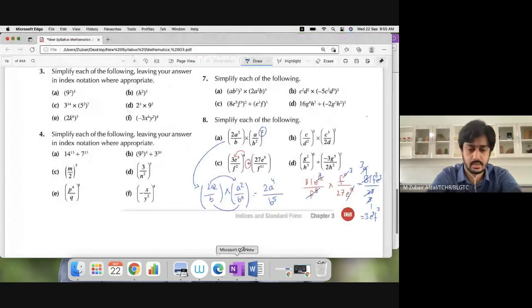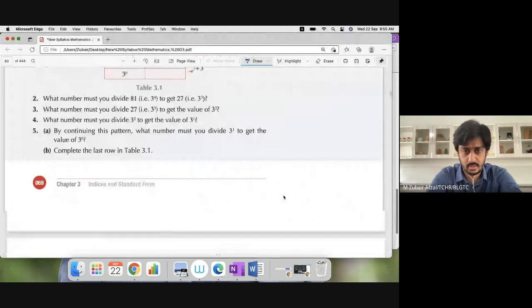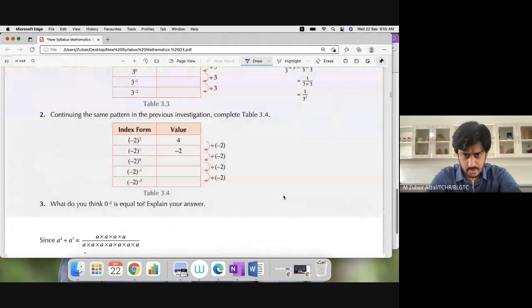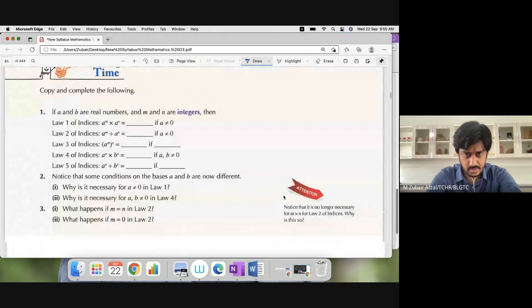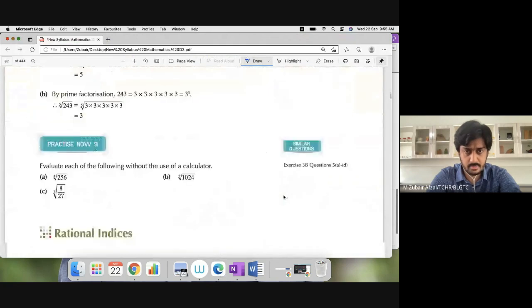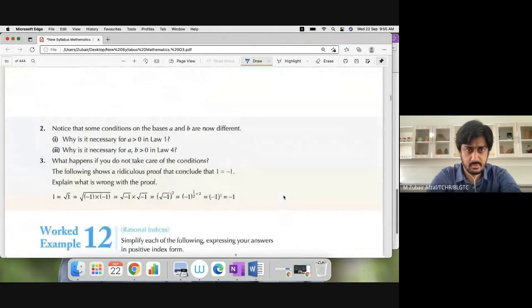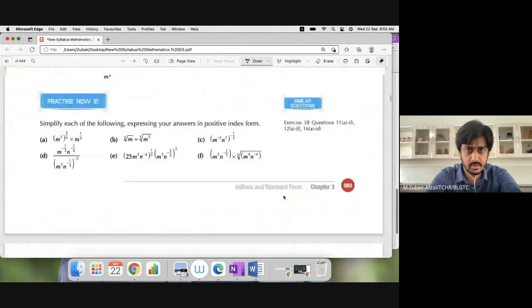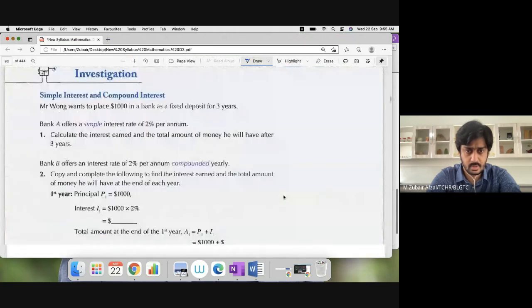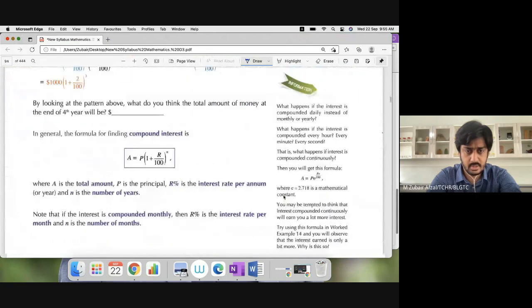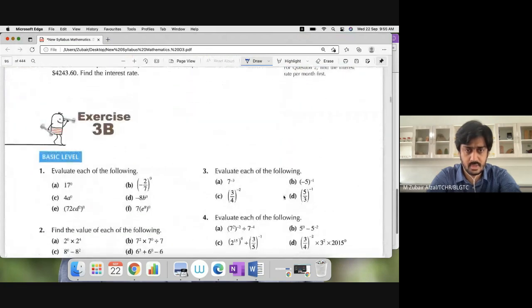Moving to exercise 4b. In your book it is 4b. In the soft copy this is 3b. If you're using the soft copy from Google Drive, this is around page 90 something for exercise 3b. For those who are using hard copy, that is 4b.